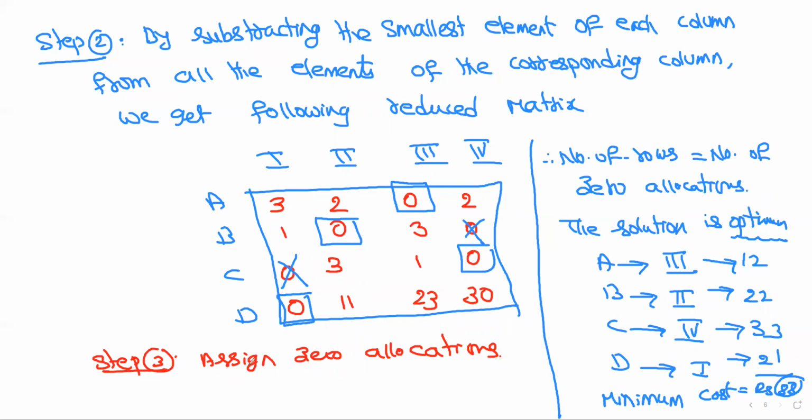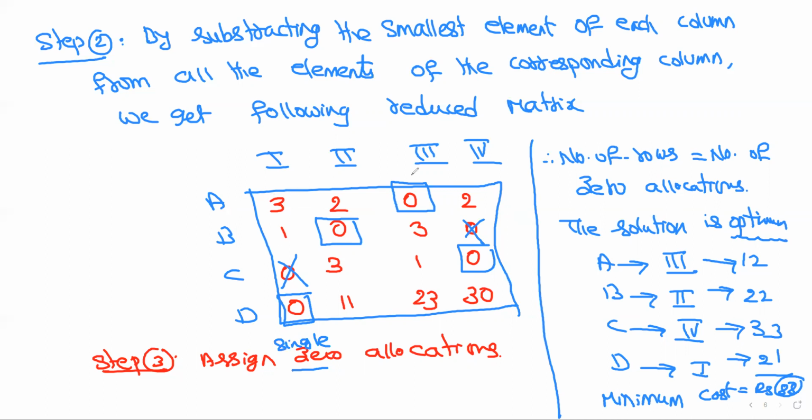Now step 3, we have to go for 0 allocations. Simply assign single 0 allocations. Wherever you have a single 0, there we give preference to the corresponding row or column. If we have any other zeros, please cancel them, strike them. That I did, and I got 4 allocations, with 4 rows and 4 columns also. So simply I can say the solution is the optimum solution.